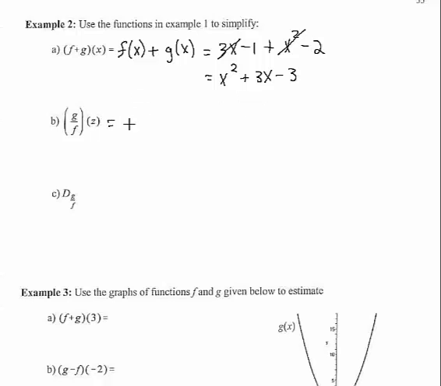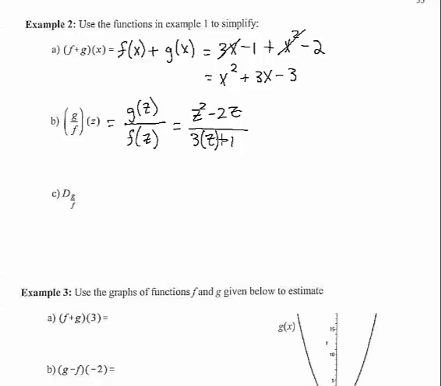In b, we have a different variable. We have a g of z. That just simply means go through the expression and replace x with z. And so g of z will be z squared minus 2z, and f of z will be 3 times z, subtract 1.